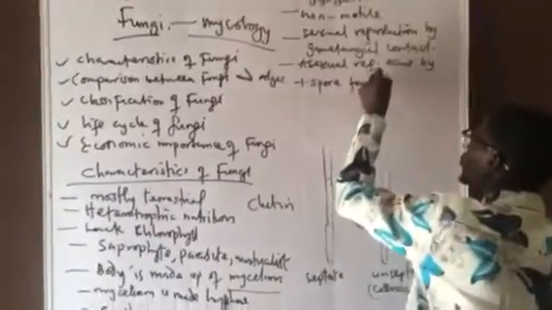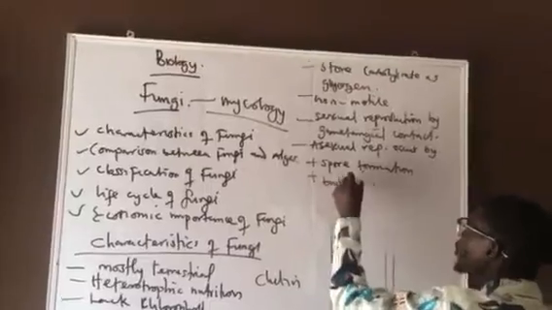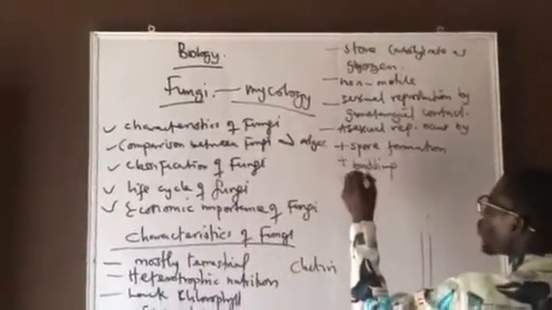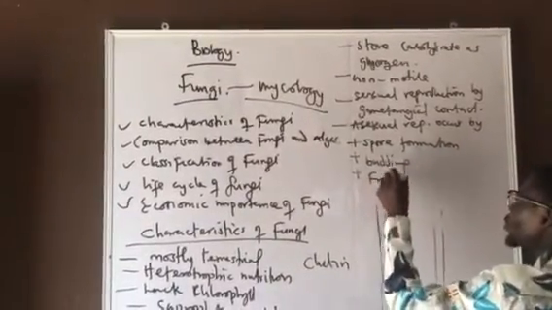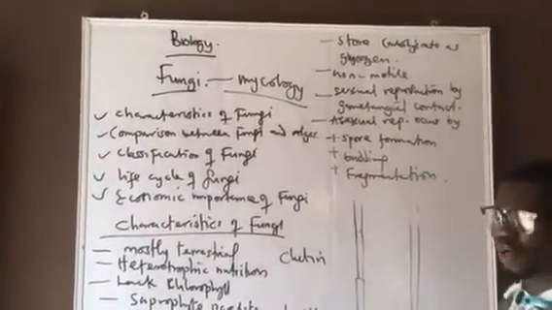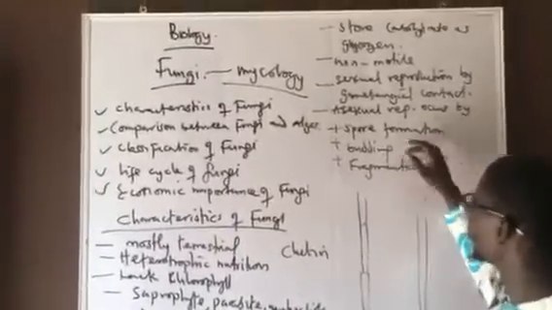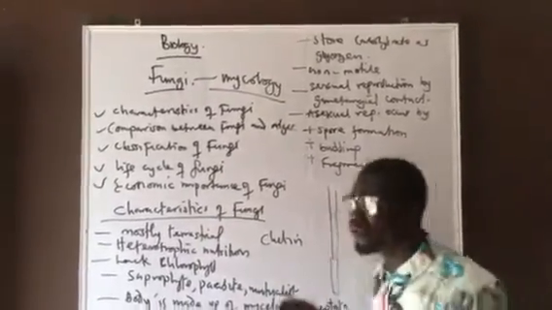Asexual reproduction can also occur by budding, and by fragmentation. So fungi have three means of asexual reproduction depending on the group. Some fungi prefer spore formation, some prefer budding, while other ones prefer fragmentation.